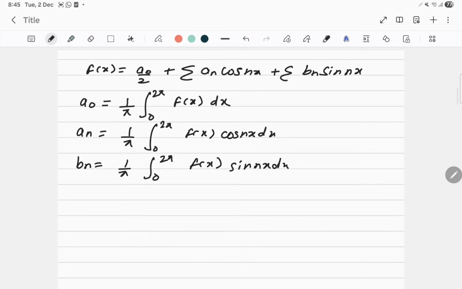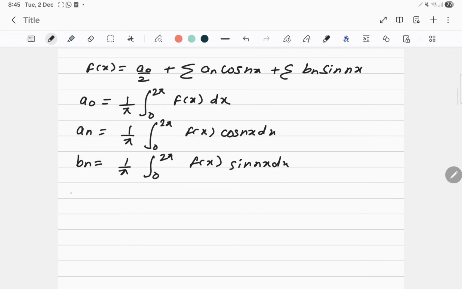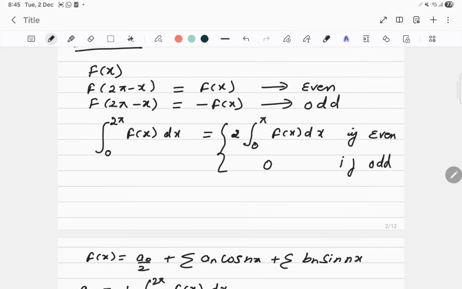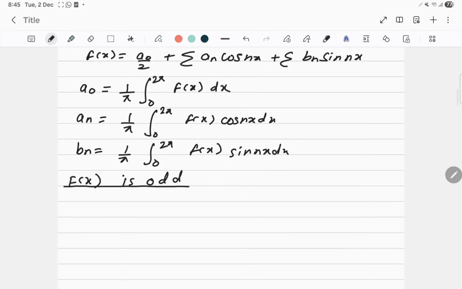Okay, now understand very carefully. If my f x is odd, suppose, first whenever I will give you the question, you will check like this. Now if f x is odd, what will happen to a0? 1 by pi will remain 1 by pi. And I told you, if the function is odd, this integral becomes 0 directly, right? So my a0 value will become 0. Correct? Now look at an value.